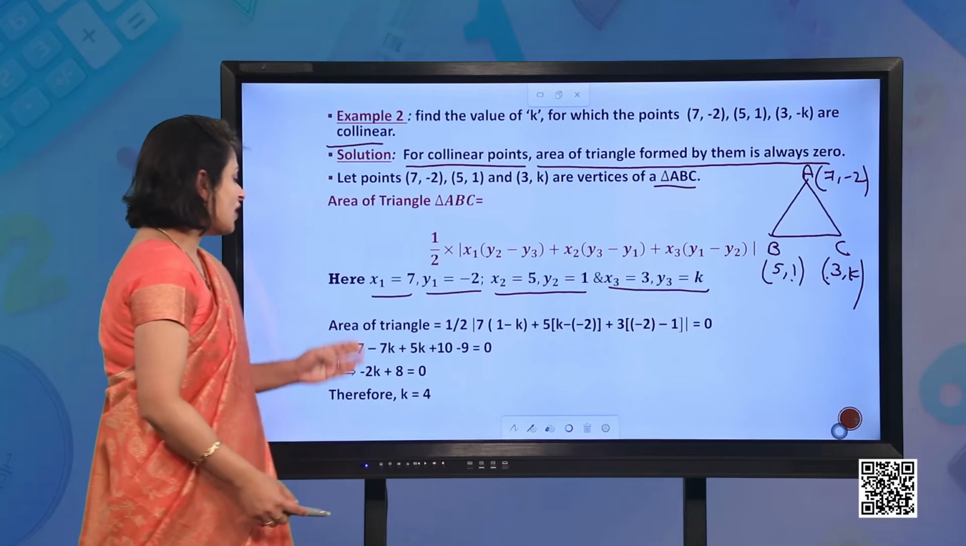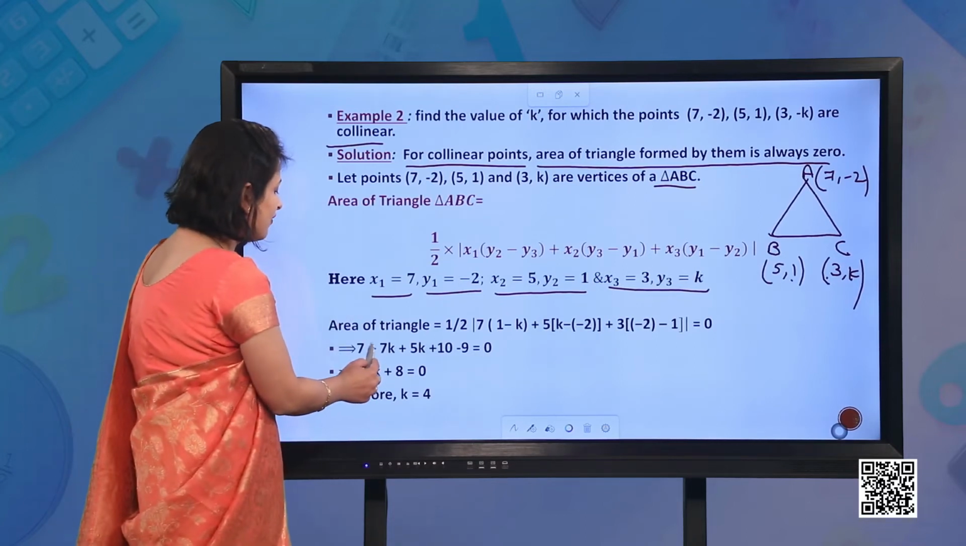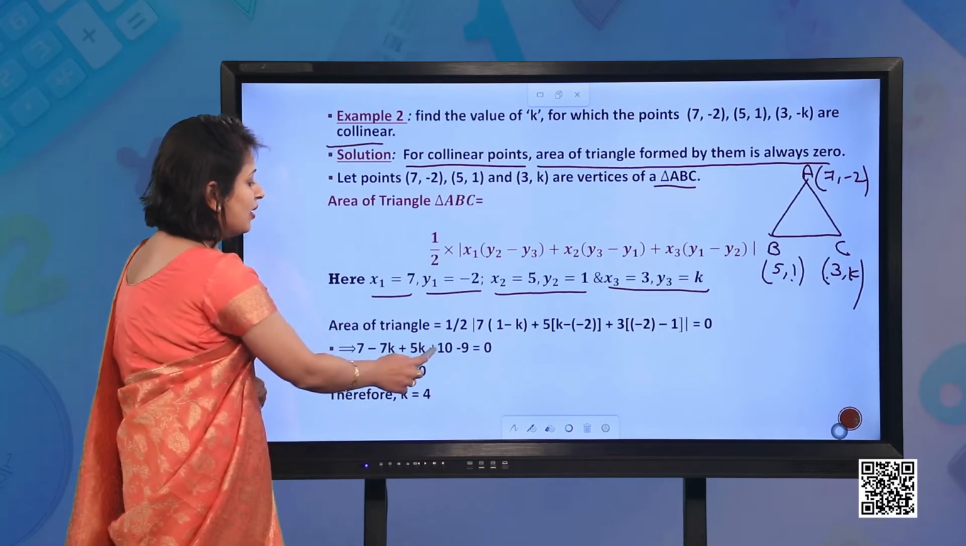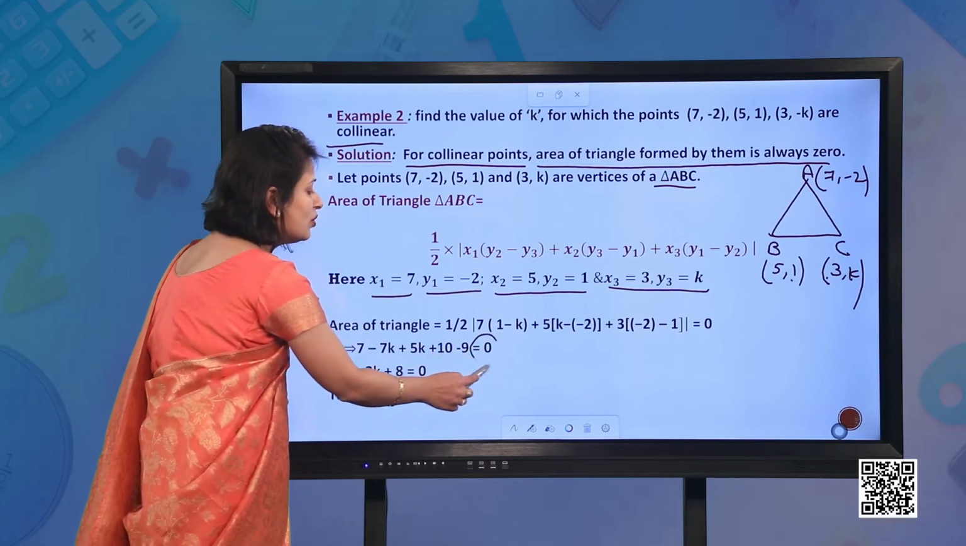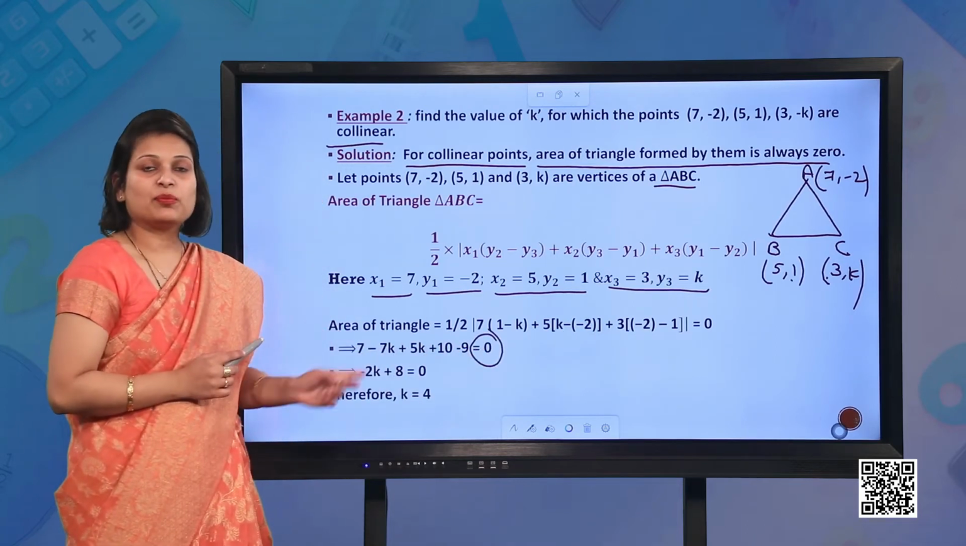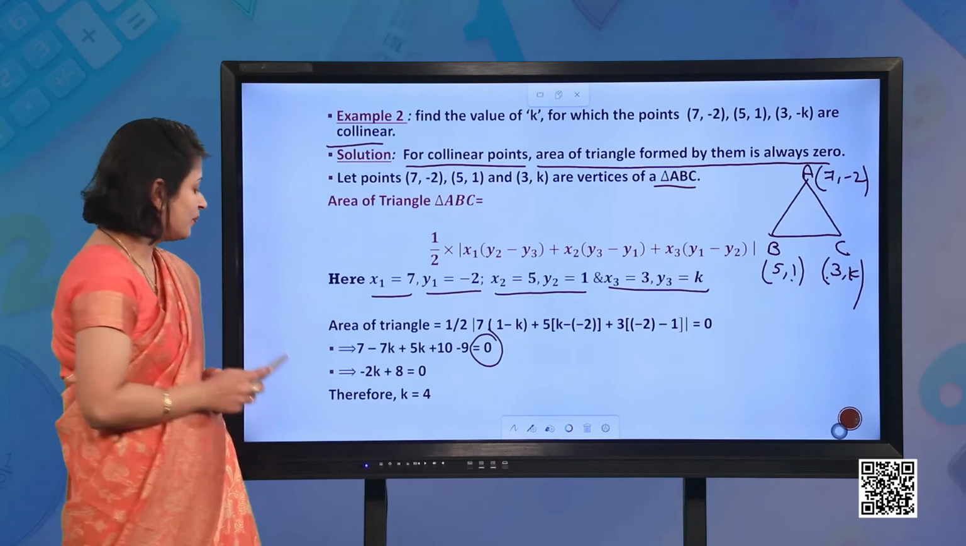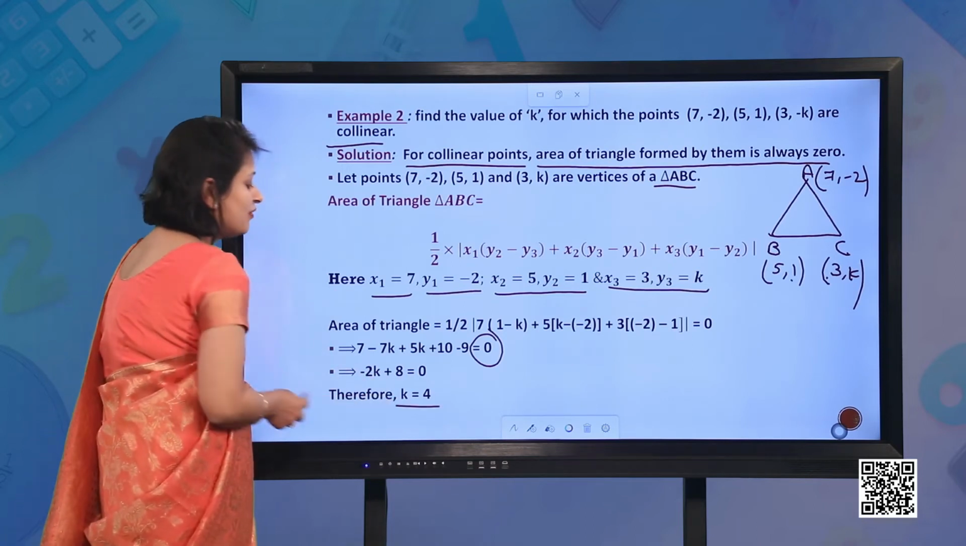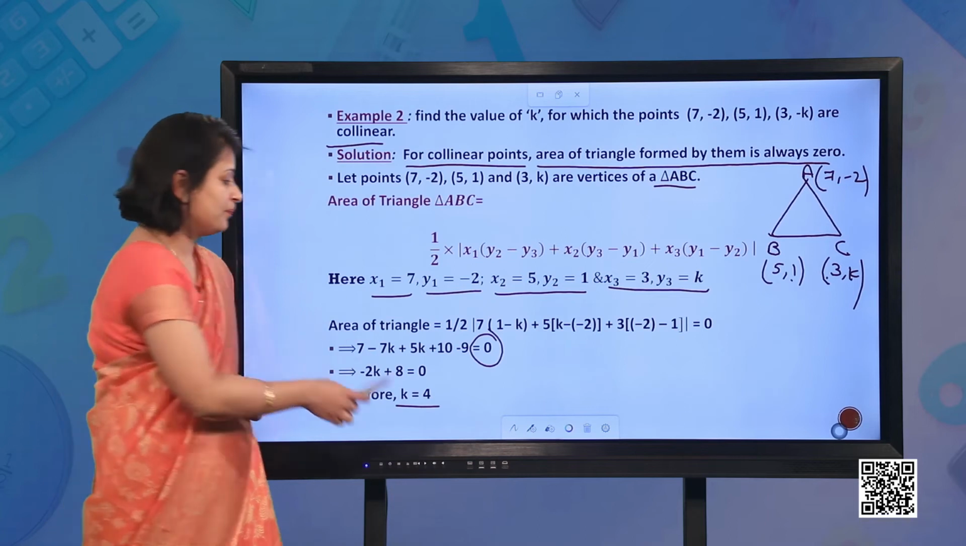Substitute these values. After solving, you will get 7 - 7k + 5k + 10 - 9 equals 0. Remember, you have to put this equal to 0. So, after solving, you can find the value of k as 4.